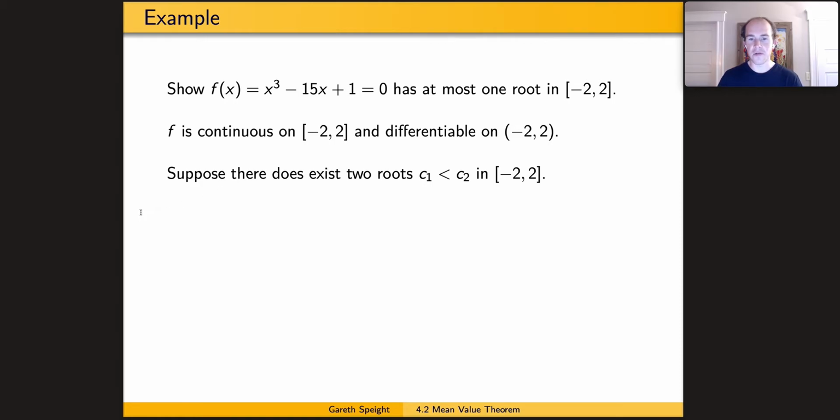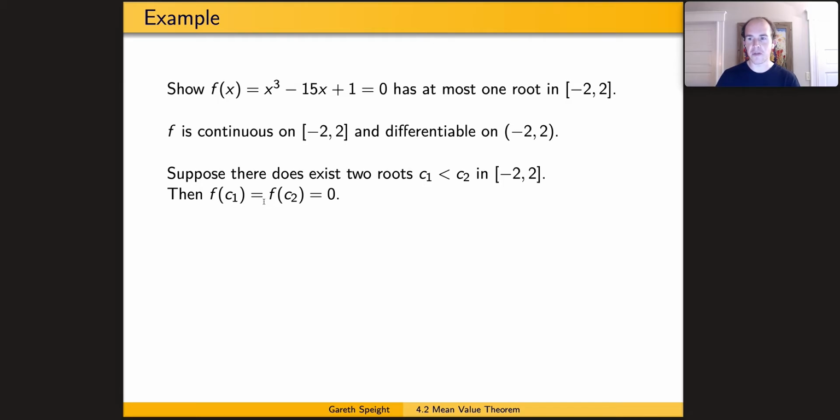Suppose there are two roots, c1 less than c2, in minus 2, 2, right? If we're saying there are two, I can assume that one of them is smaller. So I can assume c1 is less than c2. Okay, and then being a root just means the value of my function is 0. So in particular, f of c1 equals f of c2 equals 0. Okay, but now we have what we want, right? We have two function values and they're equal, and we can use this as our interval.